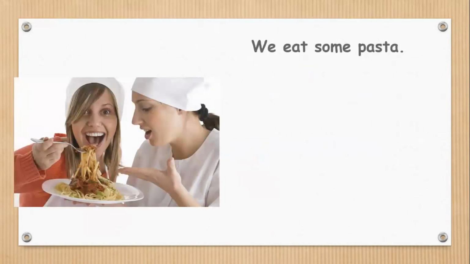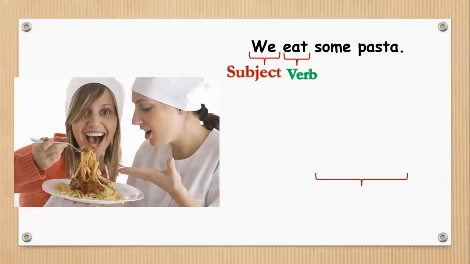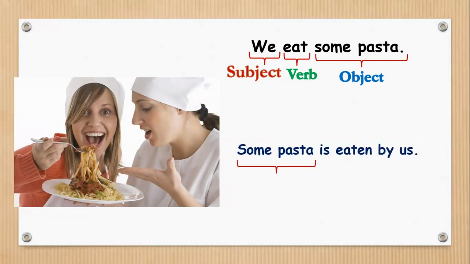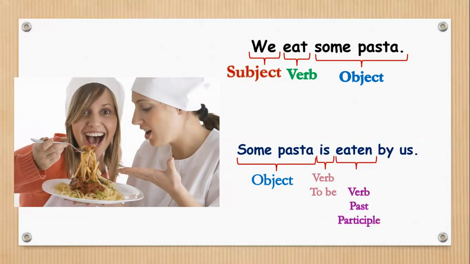Another example, we eat some pasta. First, we have the subject, then the verb, and then the object. But in passive voice, first we have the object, then the verb to be, then the verb, but in past participle, and then the subject.